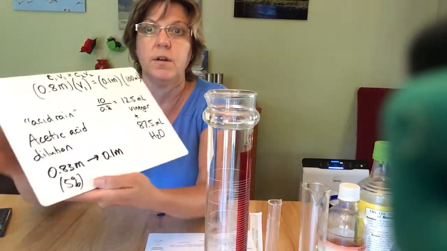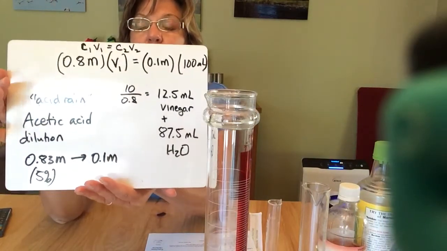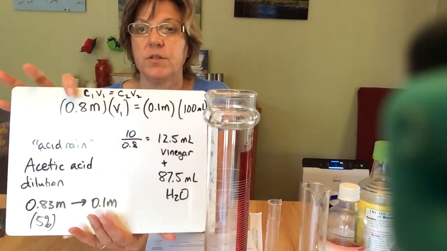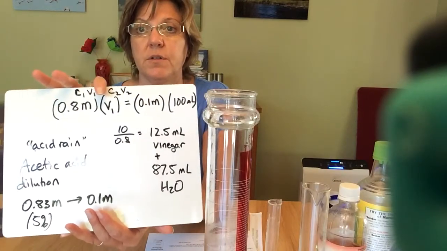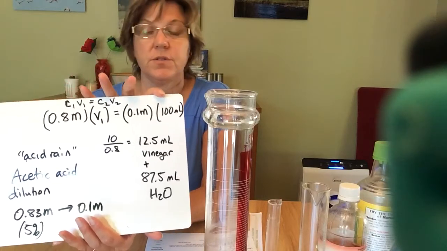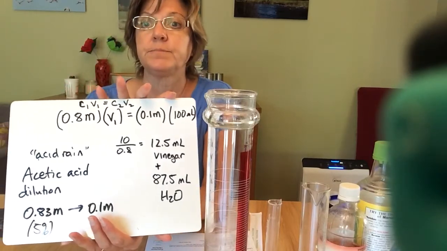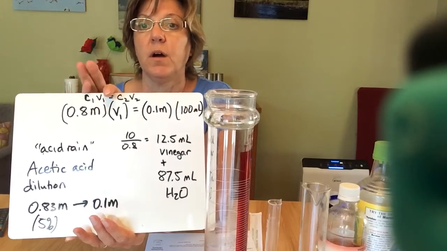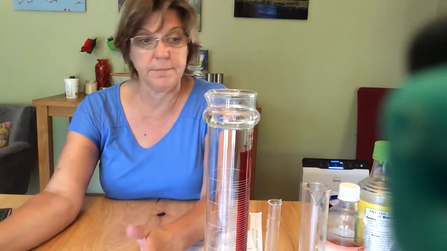Pretty much vinegar is 0.8 molar acetic acid, and we want 0.1 molar acetic acid for our acid rain. So we're going to do the C1V1 equals C2V2 calculation. Here our C1, our original concentration, is 0.8. We don't know how much of that to use. Our final concentration is 0.1 and we're going to make 100 milliliters of acid rain. If you solve for V1, you get 12.5 milliliters of vinegar.